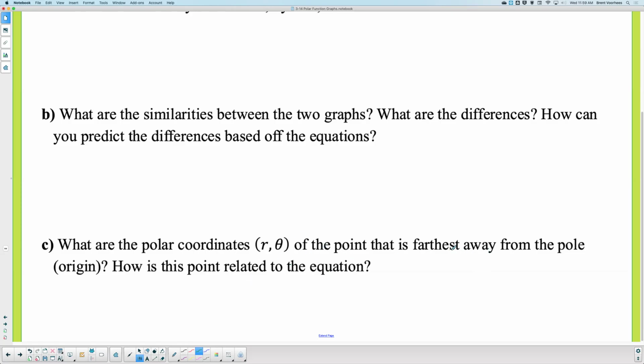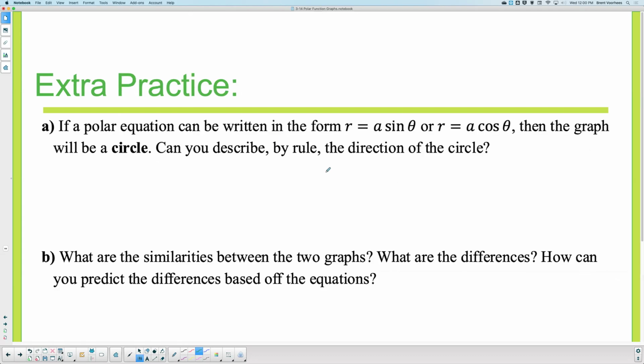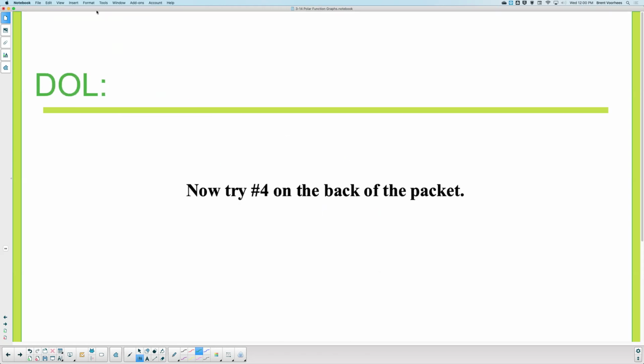What I want you to know is that the points that are farthest away are whenever either the sine or cosine achieves its maximum or minimum. When cosine itself either gets to be its maximum or minimum value, that's when you're farthest away from the pole. When is it farthest away from the pole? It's maximum or its minimum. Okay, with that, try DOL number 4.